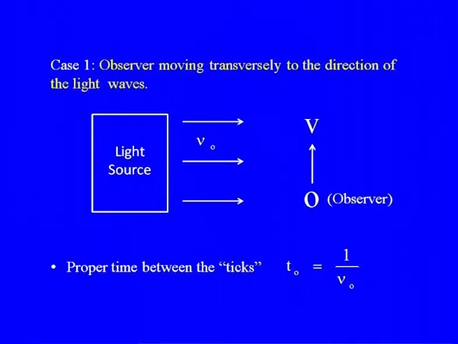So what's the proper time here? Let's call it t0. Then how is it related to the frequency? Well, frequency is in hertz and time is in seconds, so it's 1 by nu 0. So that's the proper time interval between the ticks in the light source frame.